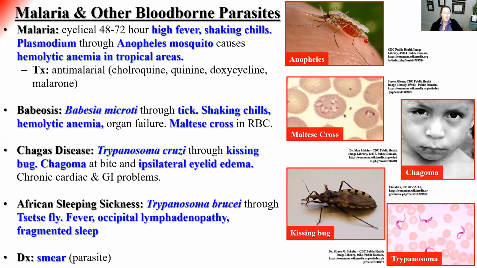The way that we diagnose all of these is through a smear. And on the smear, you're going to see the parasites. Look at the bottom part there for the trypanosoma and then the Maltese cross.